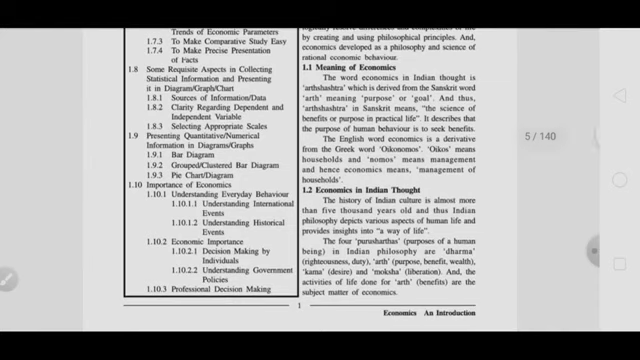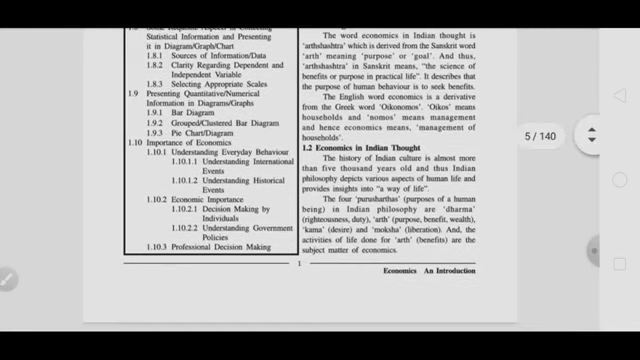Then there will be the types of diagrams or bar graphs, that is the bar diagram, cluster bar diagram, pie charts, and lastly the importance of economics, which is useful for our everyday behavior, and economic importance, in which we are going to take some decisions, and lastly we will discuss professional decision making.